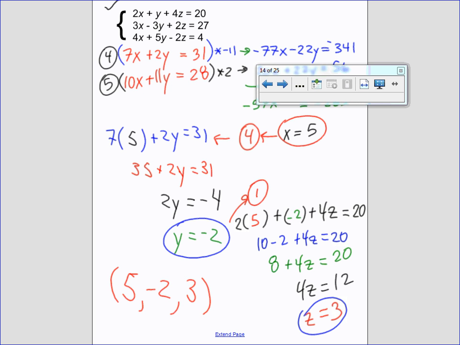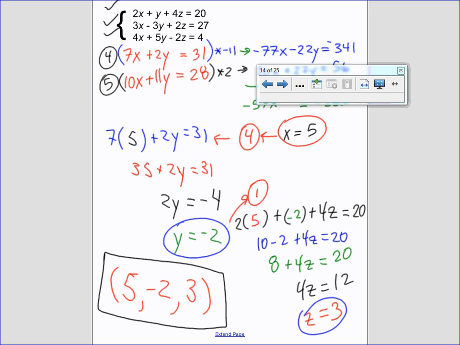X into the second one. 3 times 5 is 15. Minus 3 times minus 2 is plus 6, is 21. 21 plus 2 times 3 is 6. Does 21 plus 6 equal 27? Yes. And lastly, 4 times 5 is 20. Minus 10 is 10. Minus 6 is 4. And so it satisfies all 3. I'm confident in my answer. Wow.